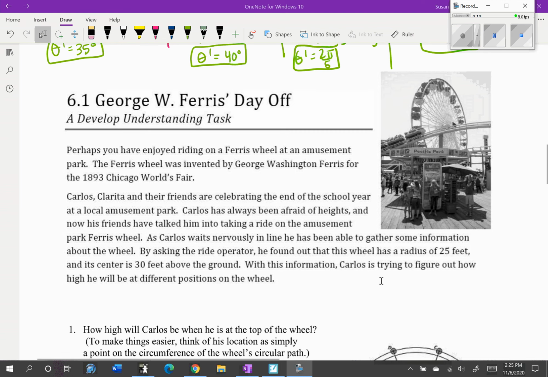Carlos and Carlita and their friends are celebrating the end of the school year at a local amusement park. Carlos has always been afraid of heights, and now his friends have talked him into taking a ride on the amusement park Ferris wheel. As Carlos waits nervously in line, he has been able to gather some information about the wheel. By asking the ride operator, he found out that the wheel has a radius of 25 feet and its center is 30 feet above ground. With this information, Carlos is trying to figure out how high he will be at different positions on the wheel.